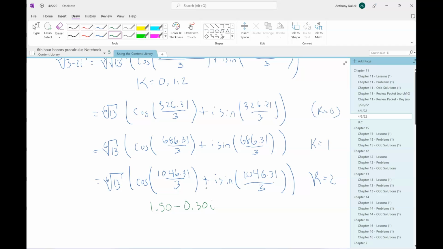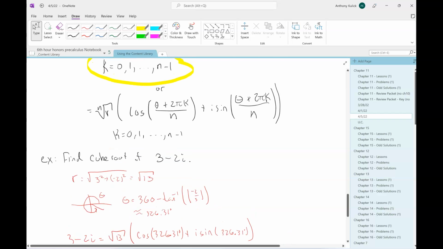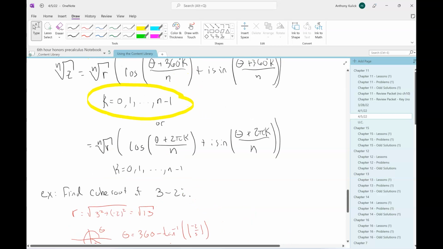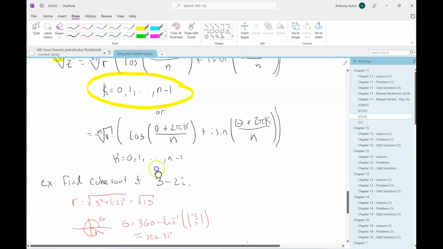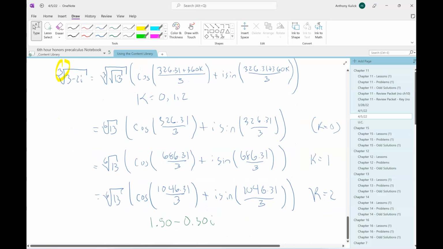Lexi? Why did we identify that k was 0, 1, 2? Because k is 0 to n minus 1, and n is the index of our radical. So n is 3 in this case. Is that cool? Now let's just say hypothetically we're like, Mr. Kulik, I forget the k rule, and I'm just going to keep doing this. What would happen if I had done k equals 3?